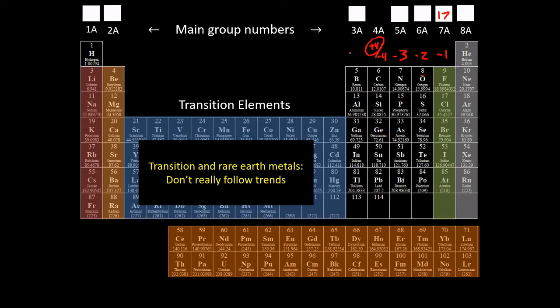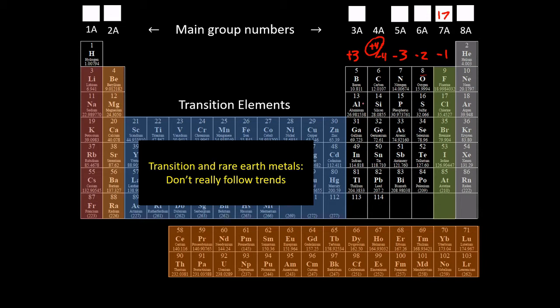This column is going to be +3. It's going to lose 3 electrons. Now you might be thinking, wait a second, we're talking about positive charges now, losing electrons? I thought they wanted to gain electrons to be the same as a noble gas. They want to have the same number of electrons as a noble gas, but that does not mean that they can only gain electrons to do it.